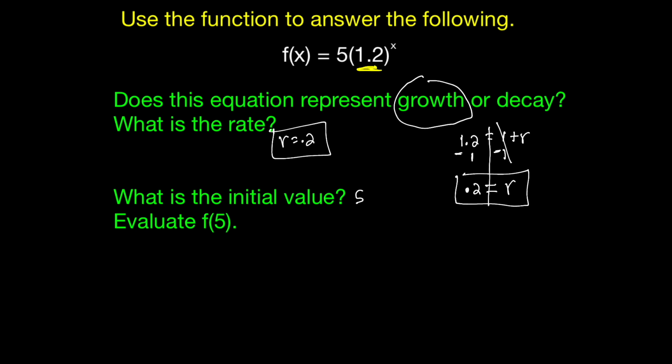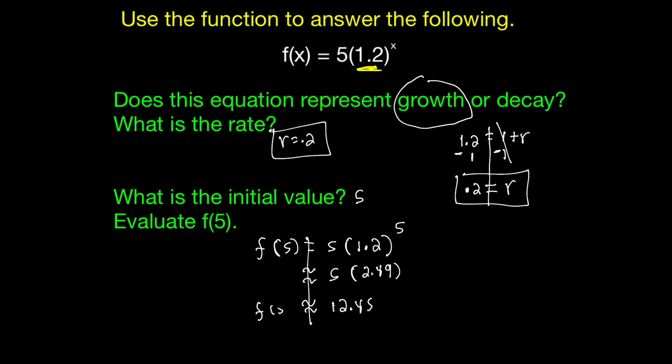And for the final part, I'm going to evaluate f of 5. So everywhere I see an x, I'm going to replace it with a 5. And by doing this, I get f of 5 equal to 5 multiplied with quantity 1.2 raised to the 5th power. Now 1.2 raised to the 5th power, I'm going to approximate this to 2.49. So now I have an approximation, and then 5 multiplied with 2.49 is going to be approximately 12.45, and that would be f of 5.